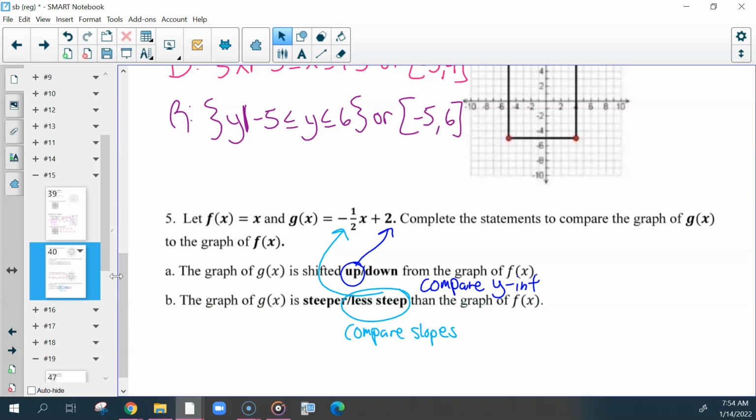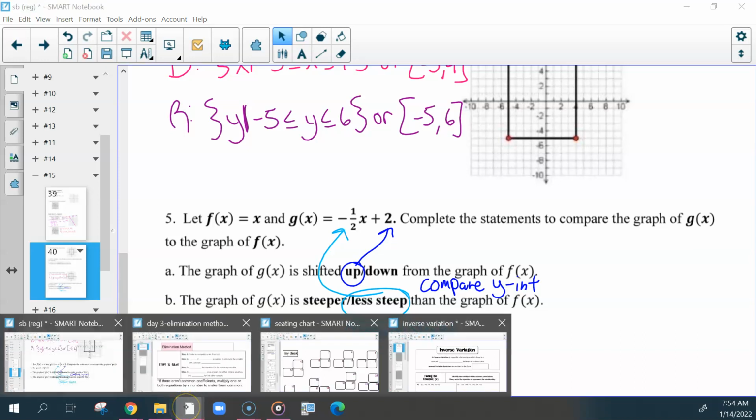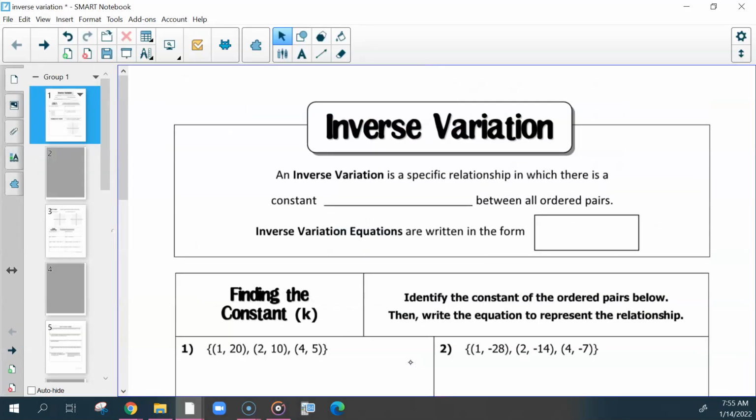You guys should all have the new set of notes on your desk for inverse variation. We're going to start those. So go ahead and get those in front of you. If your phone is a distraction, I would put it face down. That way it doesn't distract you.